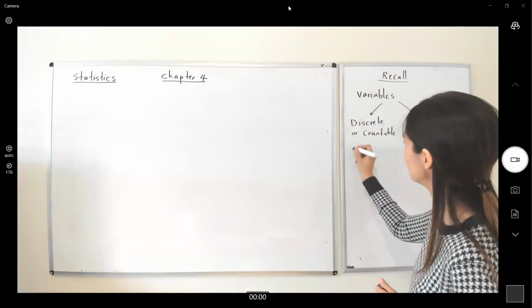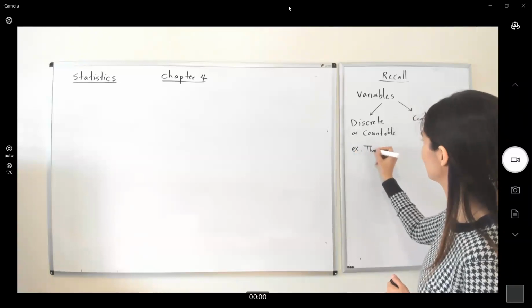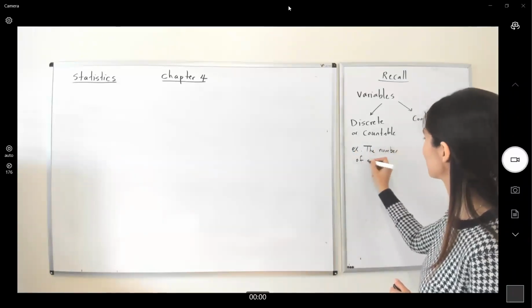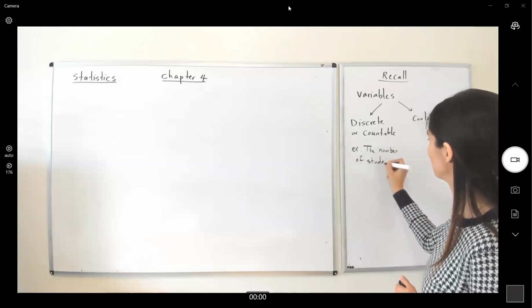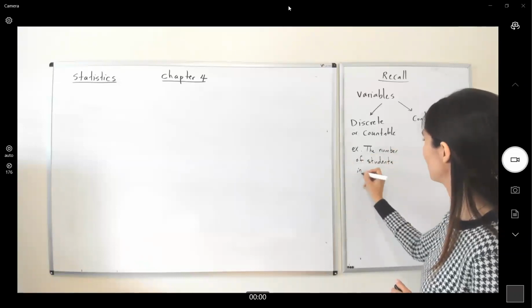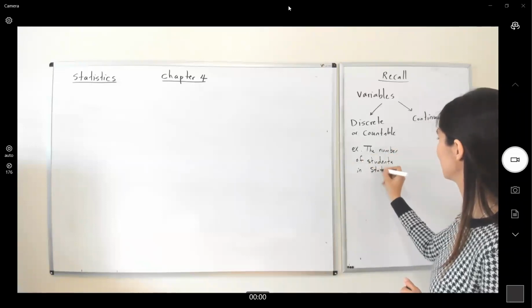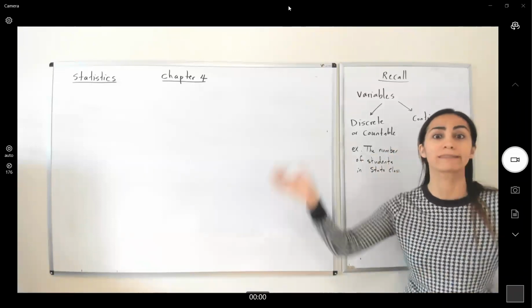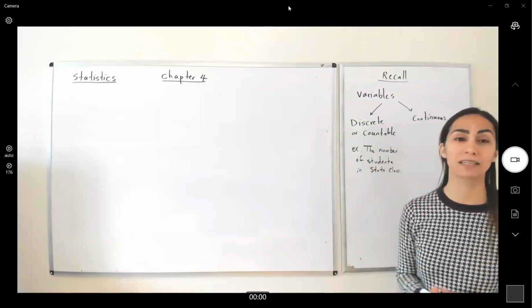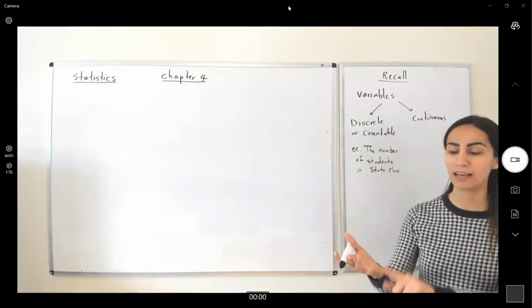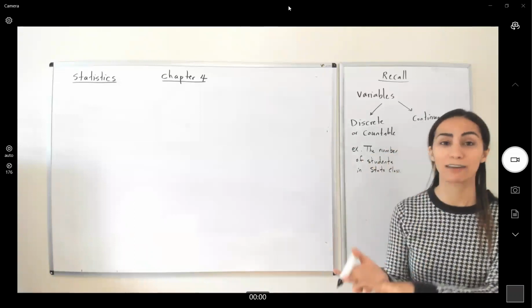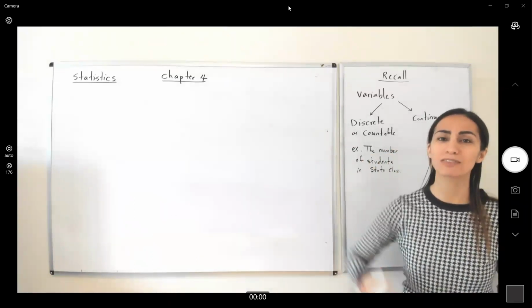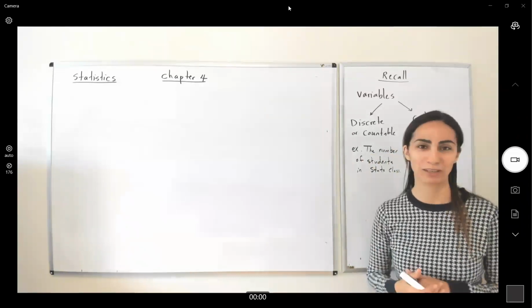For example, the number of students in stats class. You can count them. It's not unlimited. You can actually say, hey, I have 1 student sitting in your class, I have 2 students sitting in your class, I have 3 students, 4 students, 5 students, 100 students sitting in my class.